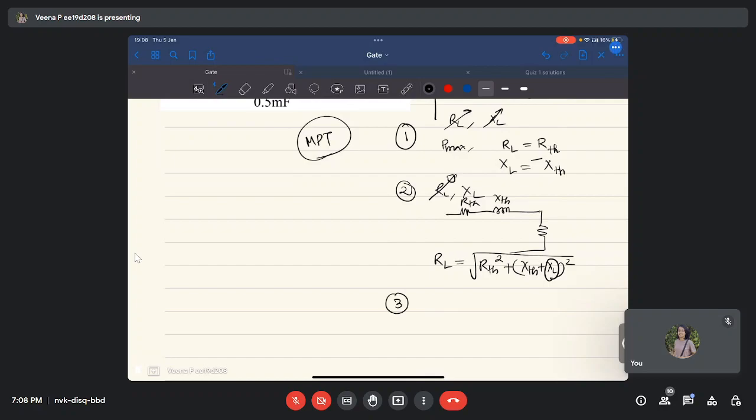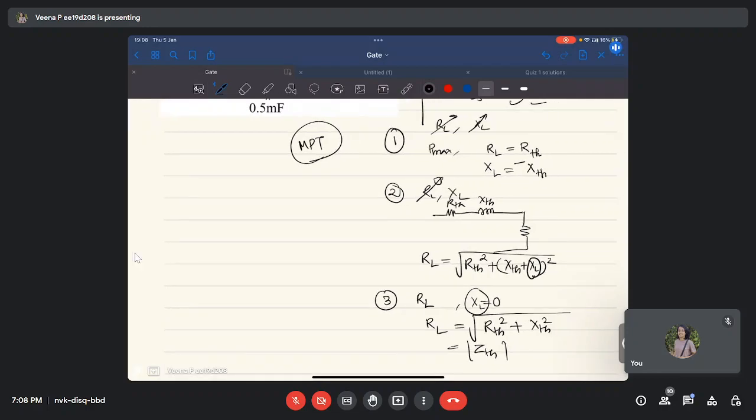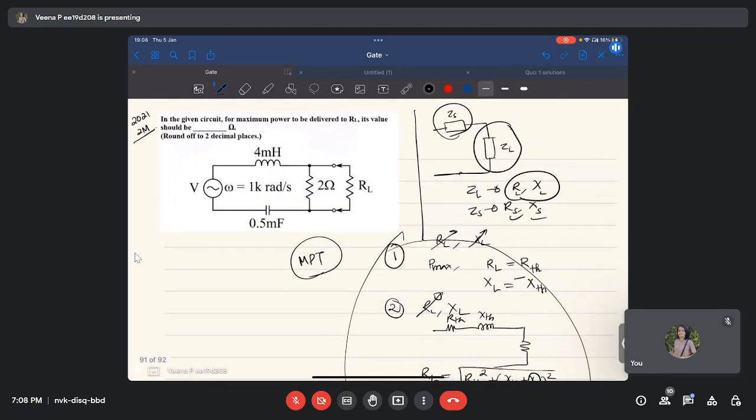And the third case is only RL is there, XL is not there. This is the same as case 2 only with XL equal to 0. So what will be your load resistance? It will be the root of R Thevenin square plus X Thevenin square, which is nothing but the magnitude of Z Thevenin. So these are the three cases of the maximum power transfer theorem. You only have to learn these three cases, then you can solve maximum power transfer theorem problems.